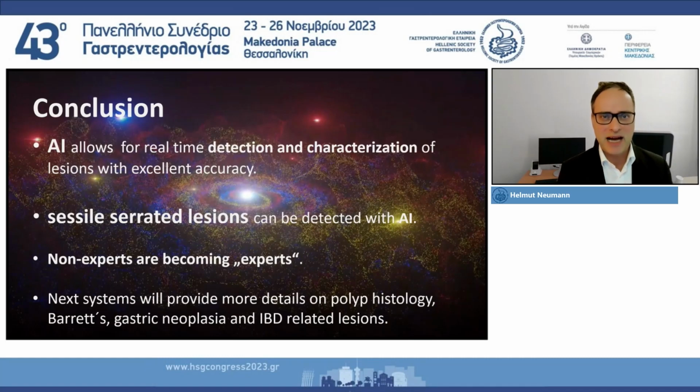So this might become a revolution in the training of endoscopy fellows, maybe not in the future, but already now. And it is very exciting to look at the ongoing studies, because the new systems will provide much more detail on polyp histology. For example, they will show us if there is an SM infiltration. Of course, we have already heard about the potential in Barrett's esophagus and even gastric neoplasia. And in the colon, there will be new systems coming out next year which are already trained to identify IBD-related neoplastic lesions.